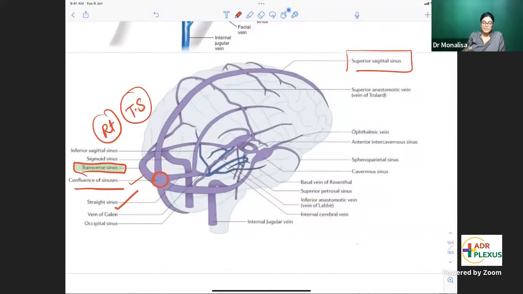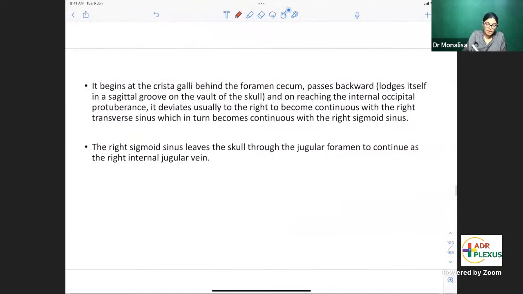So let's have more detail of these points. Firstly, I would like to tell you about superior sagittal sinus, triple S. Superior sagittal sinus begins at the level of crista galli behind the level of foramen cecum. Foramen cecum is lying in the anterior cranial fossa, passes backward towards the sagittal groove, and it will be going towards the occipital protuberance, that is the internal occipital protuberance.